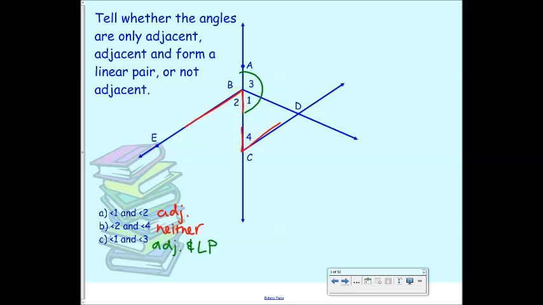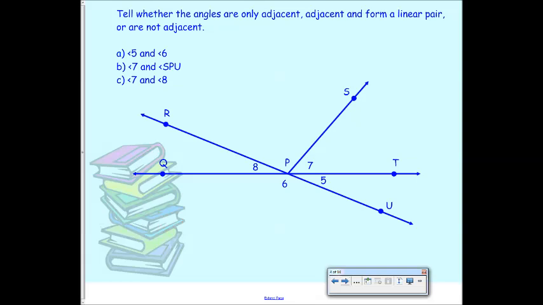If something makes a line, what kind of angle is that again? It's a straight angle, which means it's how many degrees? Okay, just keep that in mind. All right, let's try these 3. 5 and 6. 5 and 6.